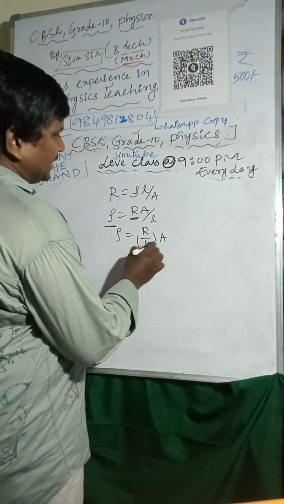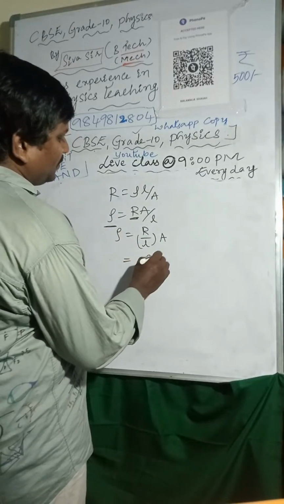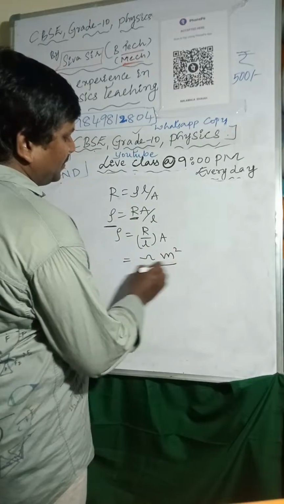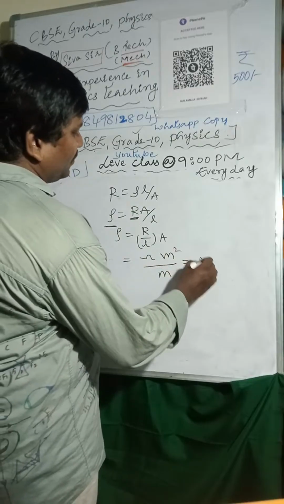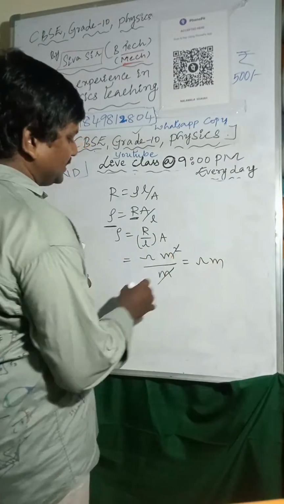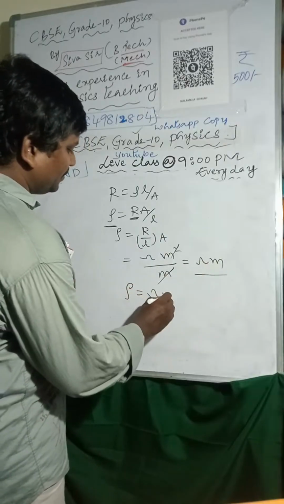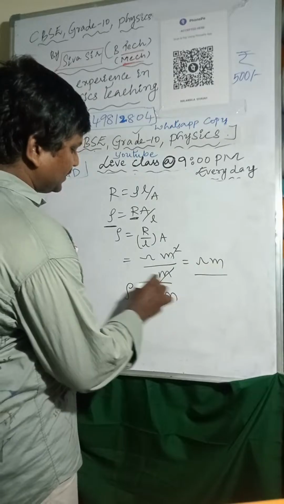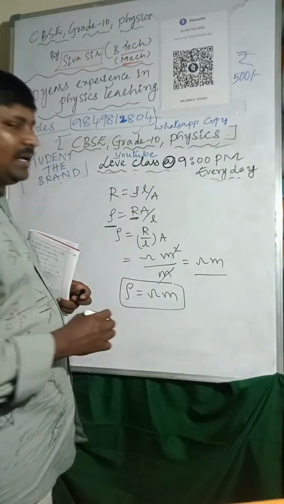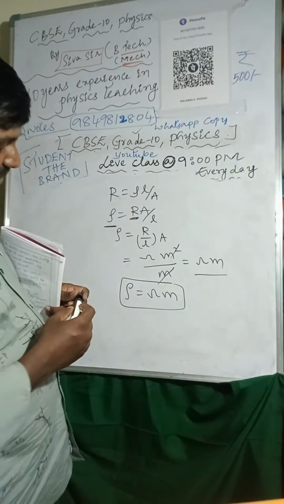SI unit of resistivity is ohm meter square by meter. The meter cancels, then we'll get ohm meter. SI unit of resistivity is ohm meter. Clear? So this is about the SI unit of resistivity.